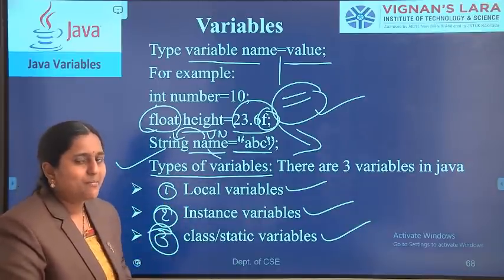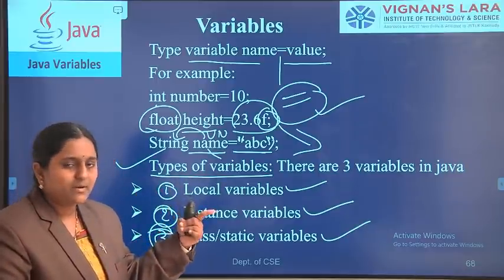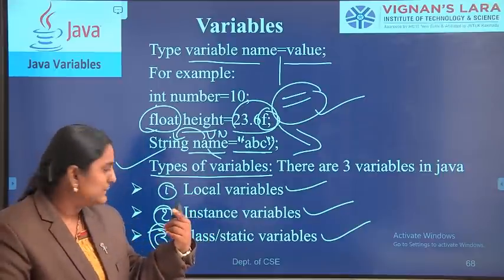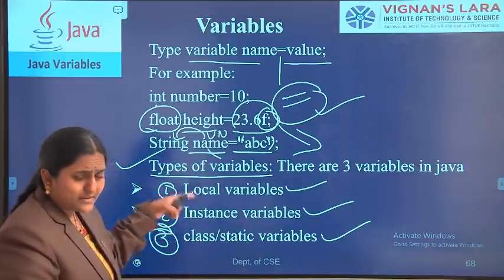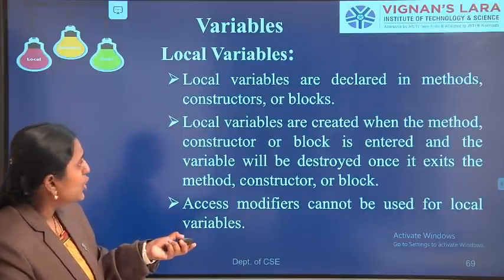I will discuss them one by one. What is the functionality of a local variable? What is the functionality of an instance variable? What is the functionality of a class or static variable? What is the difference between these 3 variables? I will discuss one by one. Let us see local variables.